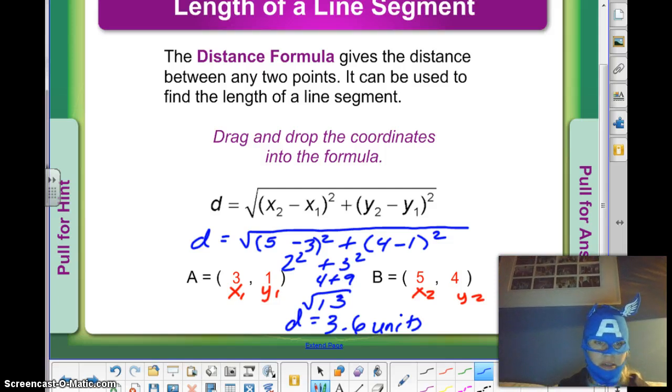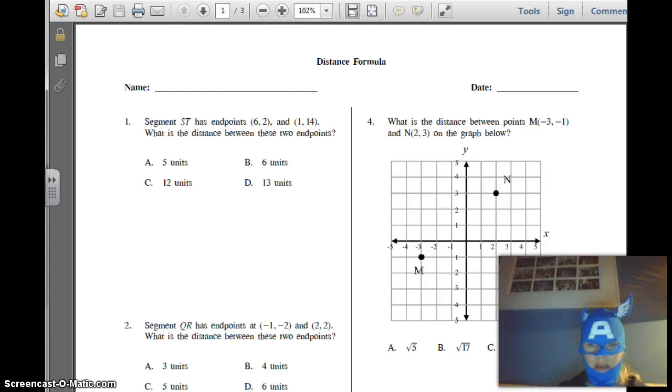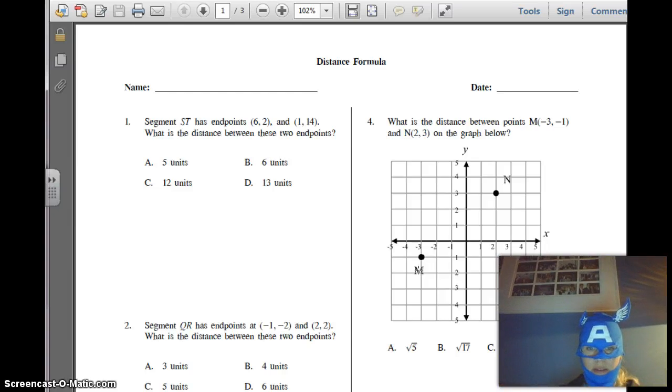So let's look at another example. So let's look at number 4 here, since they left it in square root. So my first thing I need to do is figure out what these points are. So this is negative 3, 1, and then this is 2, 3. Now if you draw the diagonal, we have no idea what that distance is. So that's where the distance formula is needed.